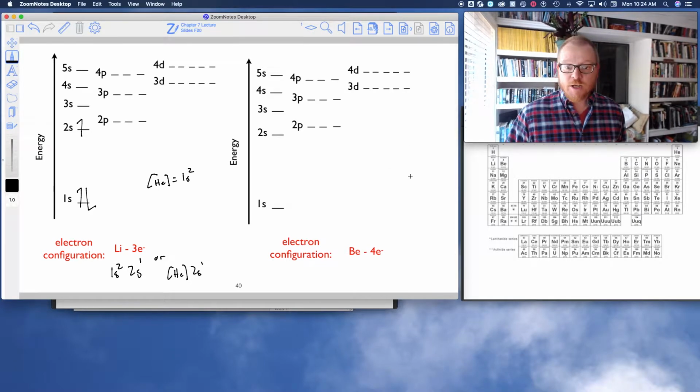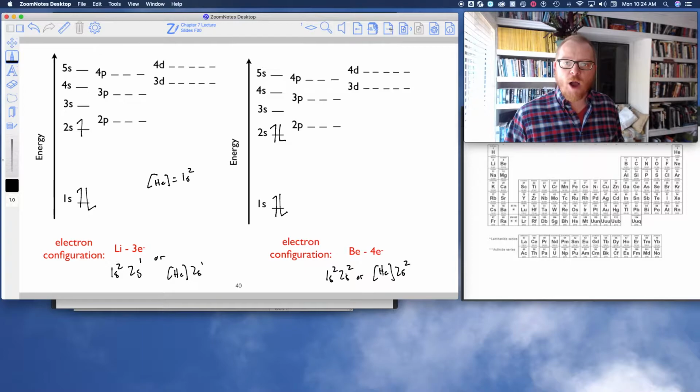Okay. So now what about beryllium? 4 electrons. 1, 2, 3, 4. There's beryllium. Okay. So I'm going to go 1, 2, 3. And now where do I put it? Well, you notice that beryllium is still in this 2s block, right? So it gets paired up in the 2s. And I could write this configuration as 1s2, 2s2, or I could write this configuration as helium 2s2. Okay? That works. Let's keep going.